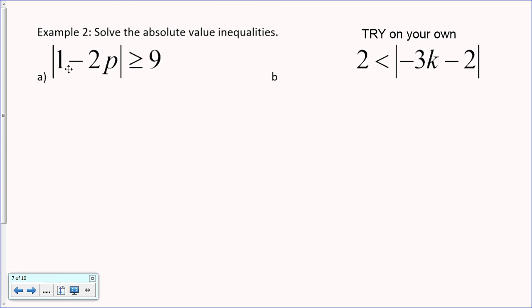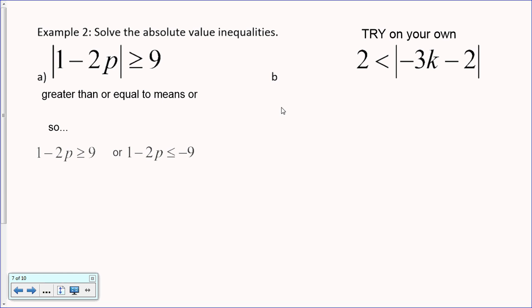So we have the absolute value of 1 minus 2p is greater than or equal to 9. Well, greater than or equal to means it's an OR statement. So I'm going to split it. So I have 1 minus 2p is greater than or equal to 9, and then 1 minus 2p is less than or equal to negative 9.